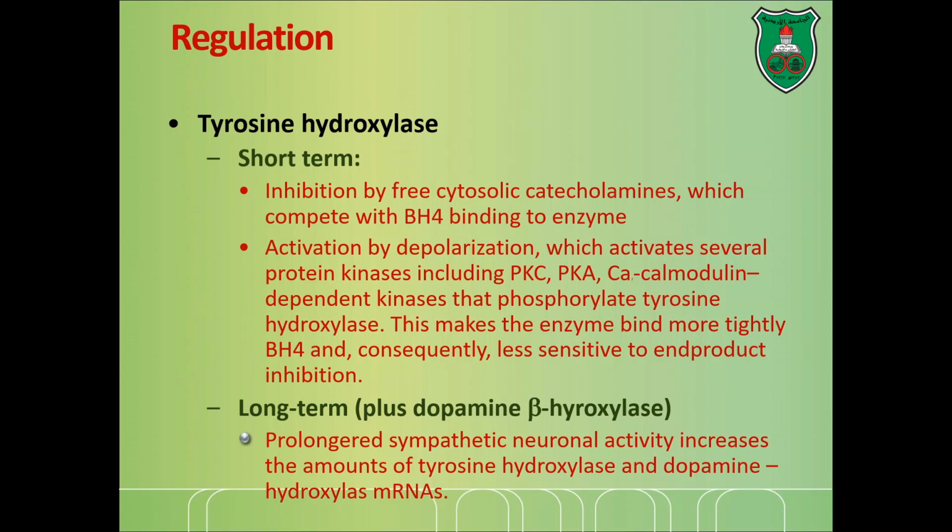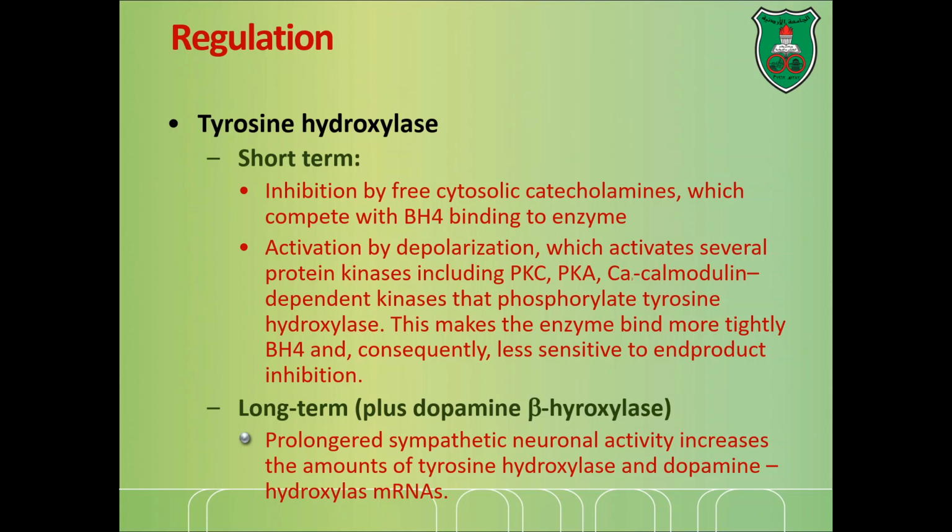So the rate limiting step is catalyzed by the enzyme tyrosine hydroxylase, and it's highly regulated. And it's regulated either short-term or long-term. Now, short-term regulation of tyrosine hydroxylase occurs by the end product, the cytosolic catecholamines, the dopamine, epinephrine, and norepinephrine. So high concentration of these catecholamines would compete with the tetrahydrobiopterin binding to the enzyme, so inhibiting the enzyme.